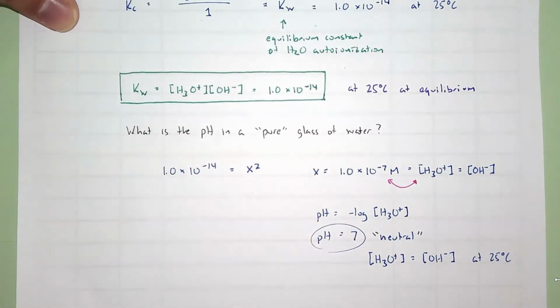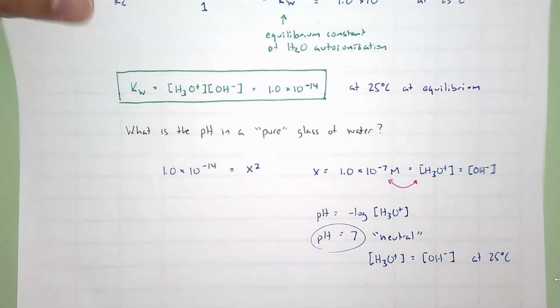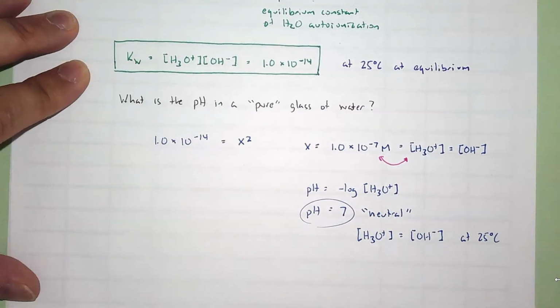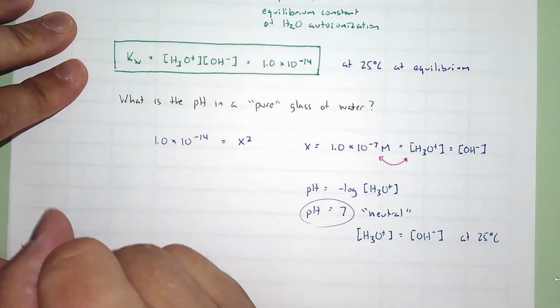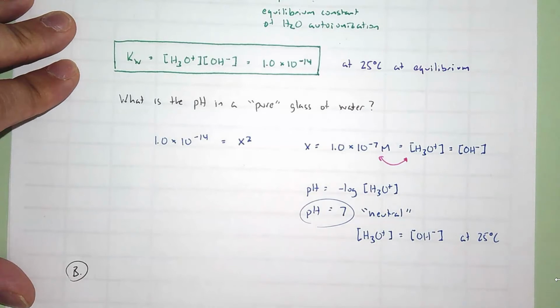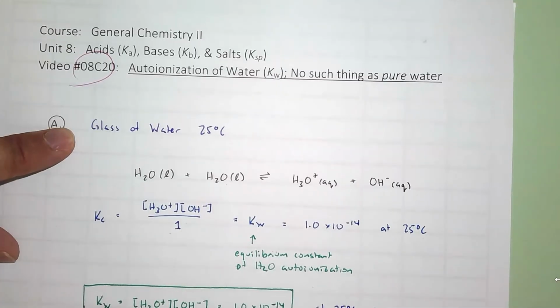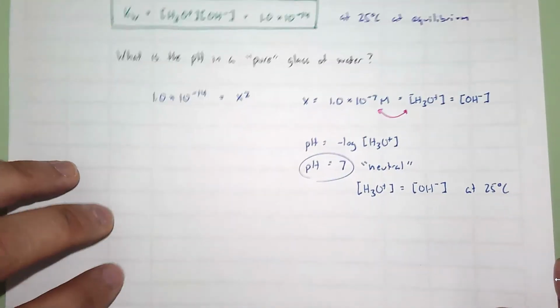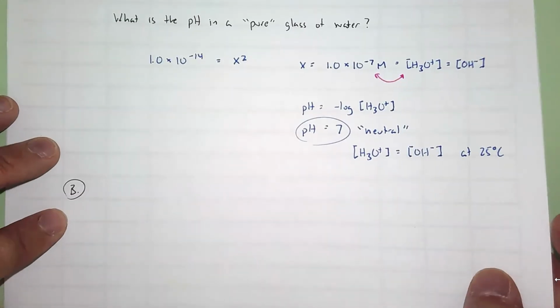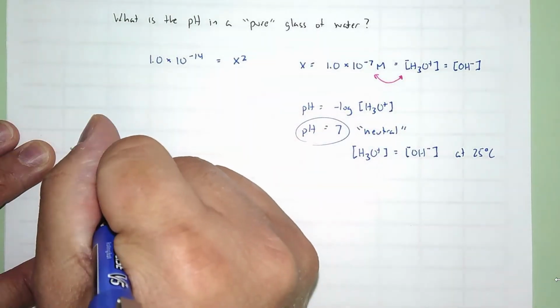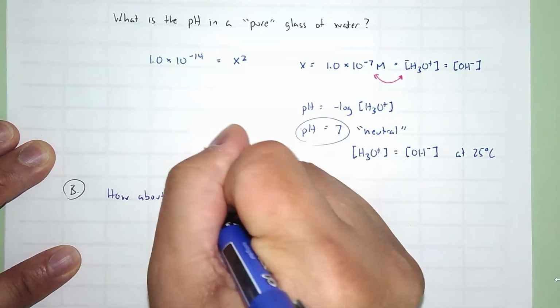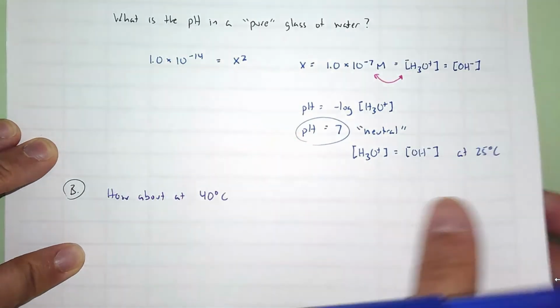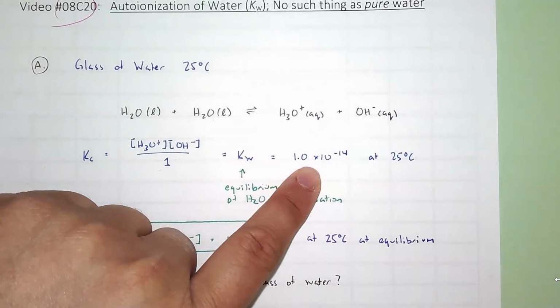So that begs the question, well, what happens if we're not at 25 degrees C? That is part B. Let's take that glass of water that we had at 25 degrees C at the beginning, and let's put it into a hotter room. Let's go to 40 degrees C. Because K is temperature dependent, that number right there should be changing.